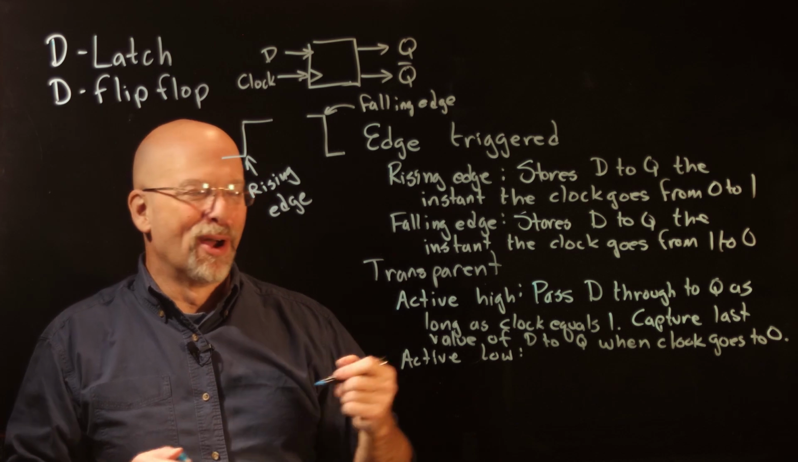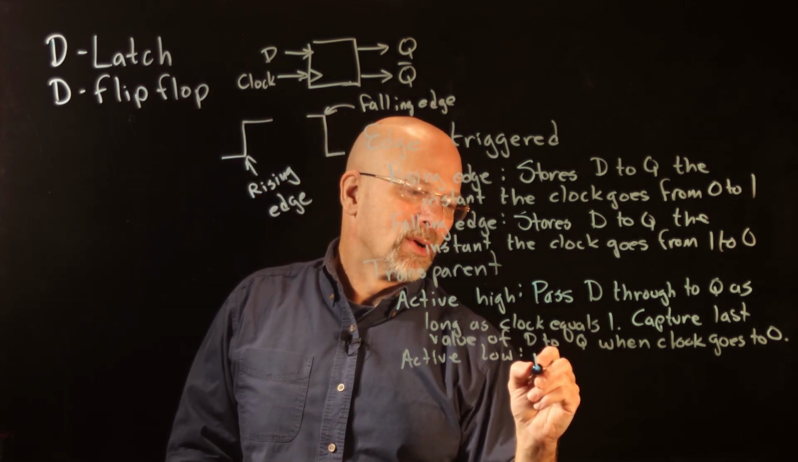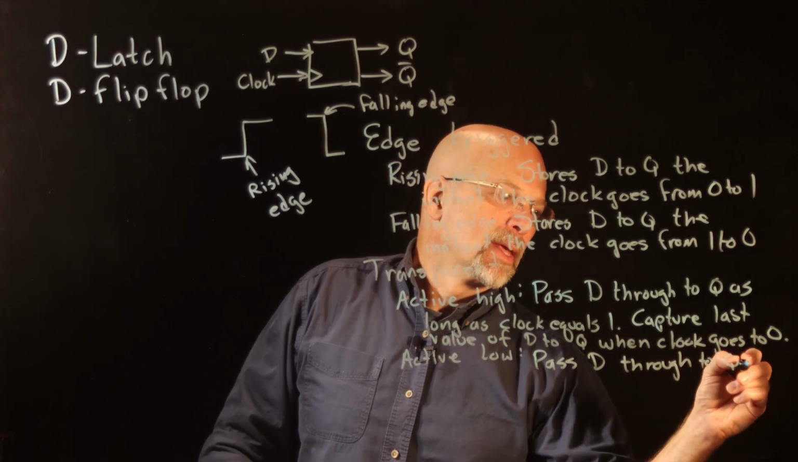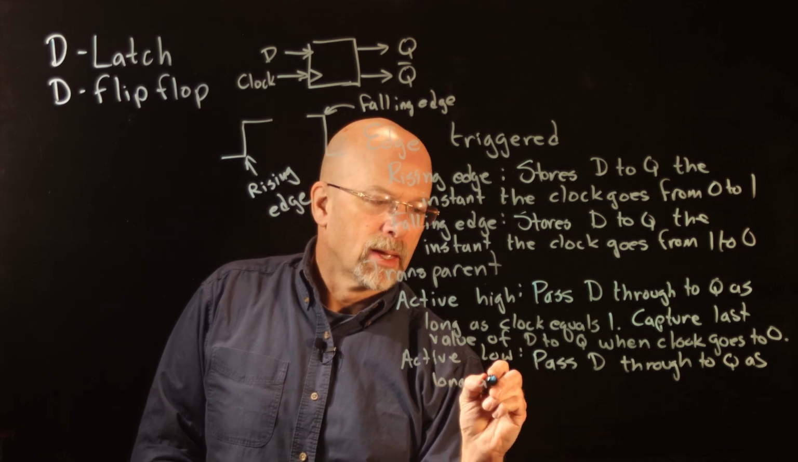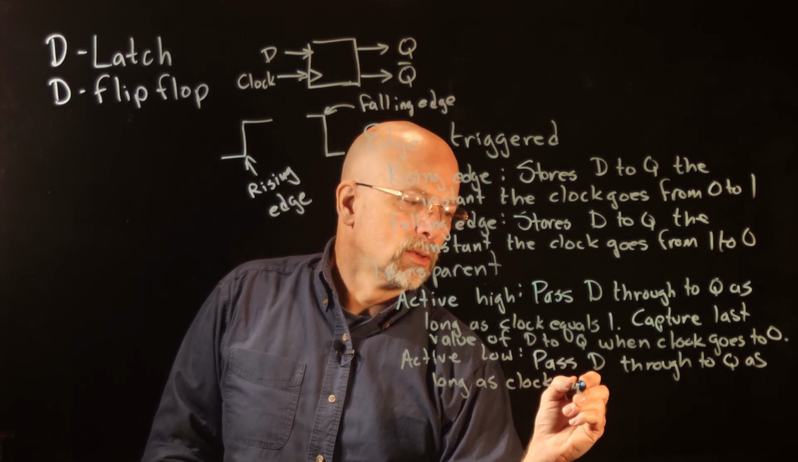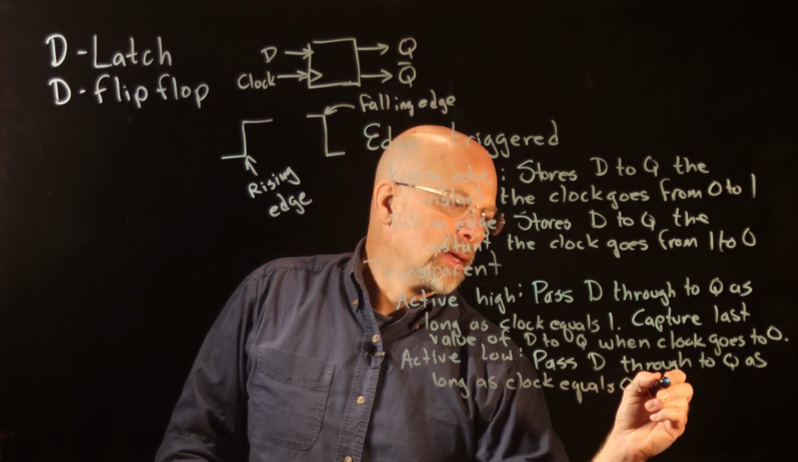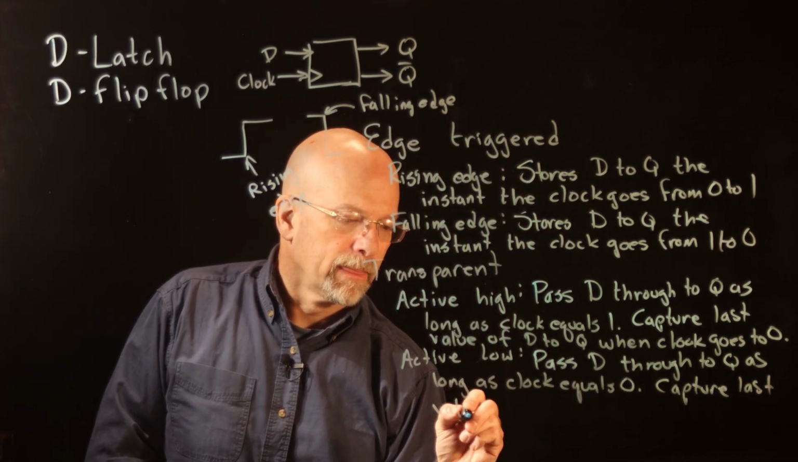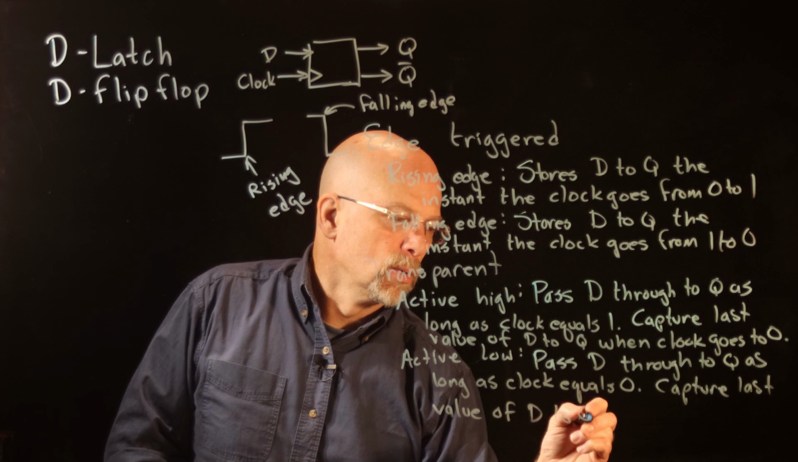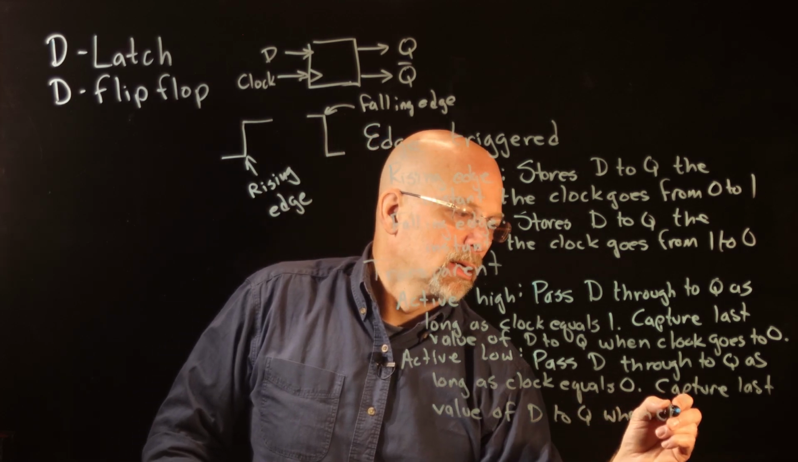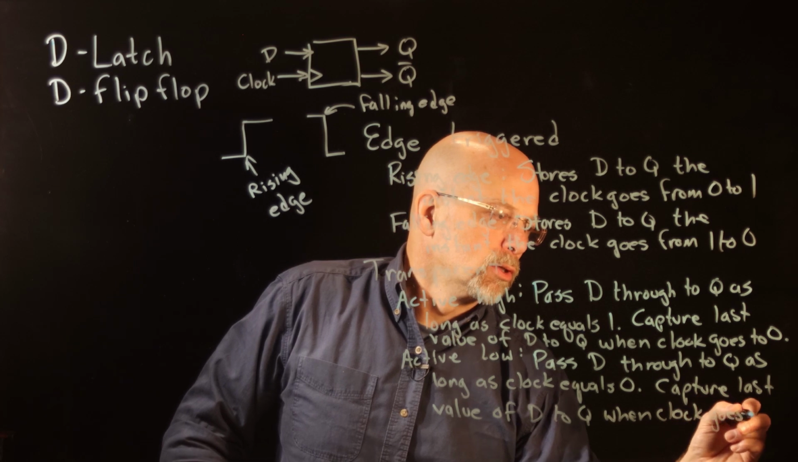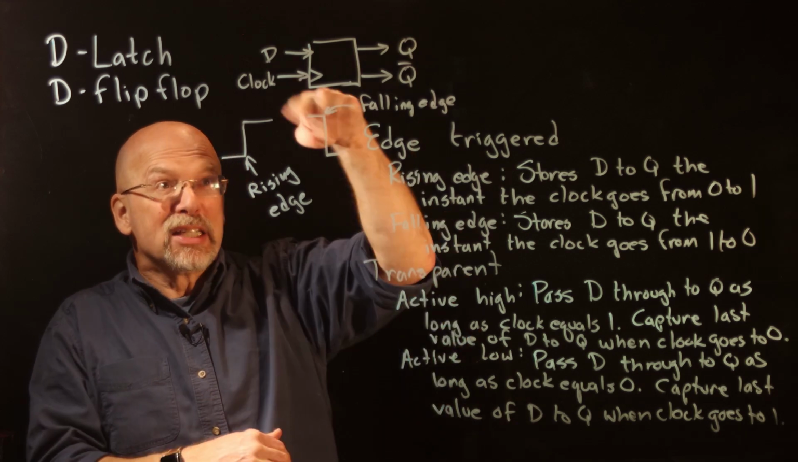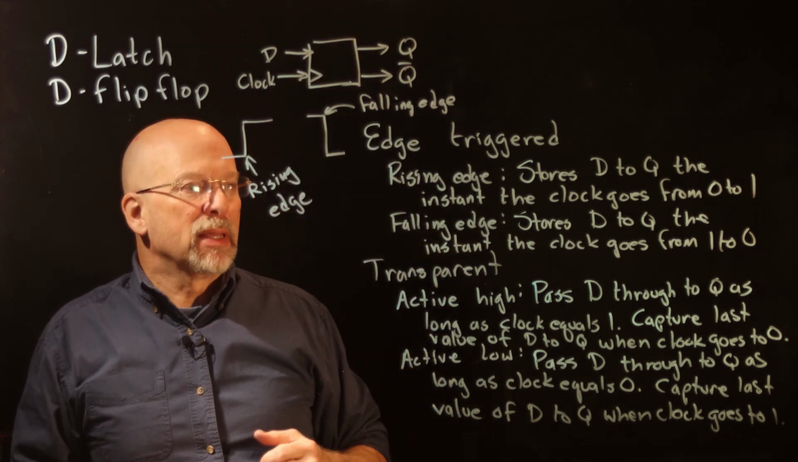And guess what? Active low. Active low says that we're going to pass D through to Q as long as the clock equals 0. Capture the last value of D to Q when the clock goes to 1. And there you go. There are the 4 different ways that this D memory cell can be set up.